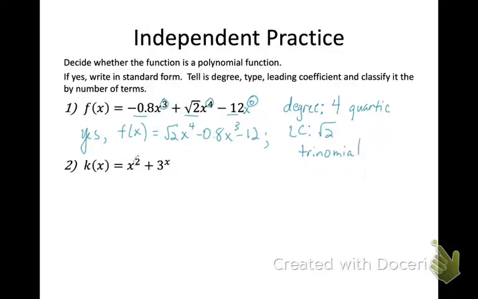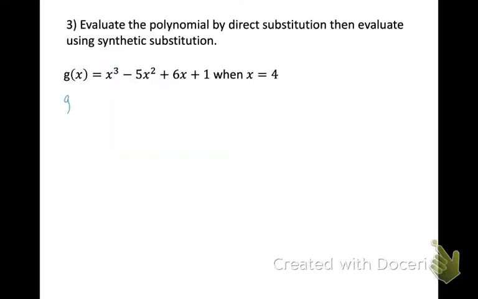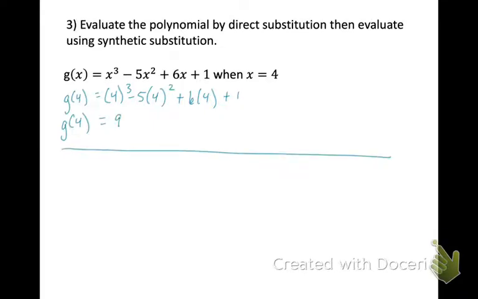The leading coefficient is that constant in front of that 4th degree term, so that's the square root of 2, and it is a trinomial. Number 2, you should have classified that as not being a polynomial because the exponent on x is not a whole number. Number 3, substituting by direct substitution. I'll just show you we're plugging in 4 everywhere we see an x. And then you can use your calculator, plug it in just as you see it if you like, or you can do it by hand, and so you should get g of 4 equals 9.